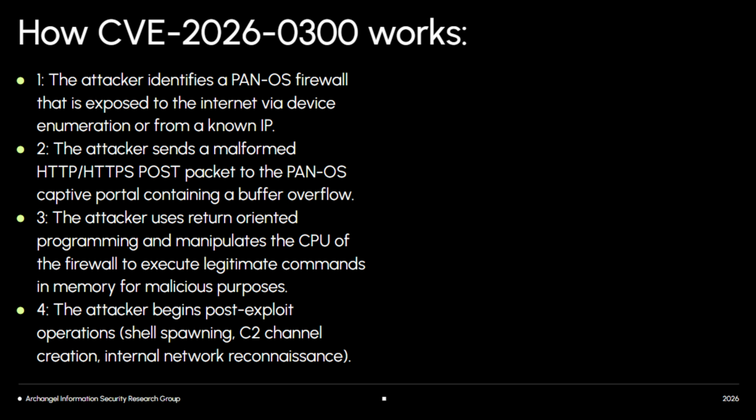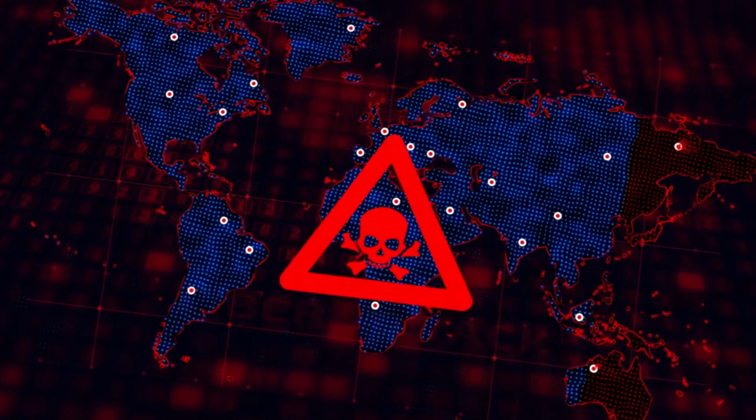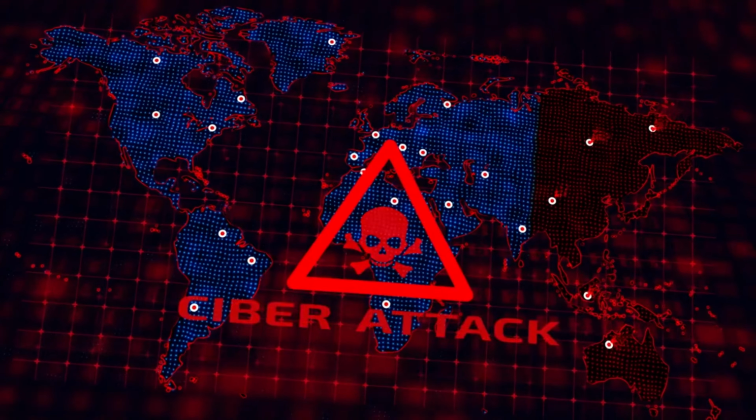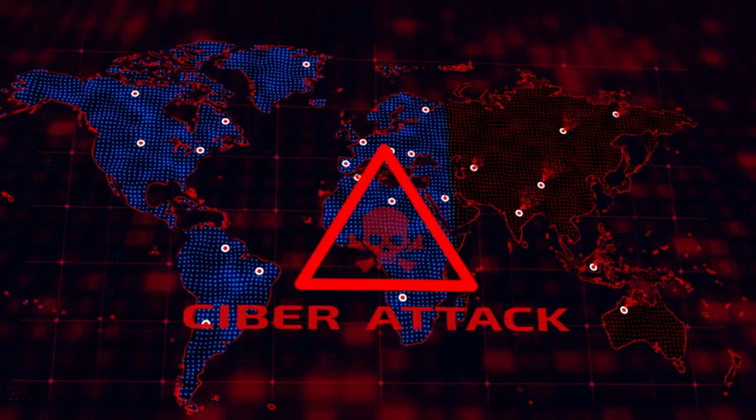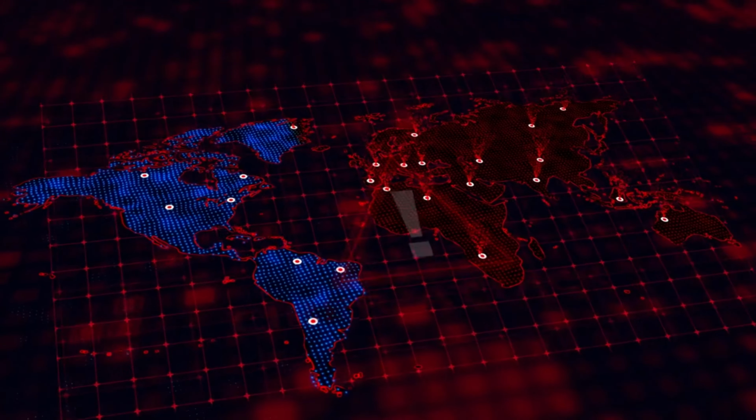The attacker uses a technique called return-oriented programming, or ROP. Instead of injecting their own malicious code, they hijack existing legitimate code already sitting in the firewall's memory and chain it together to do their bidding. The CPU doesn't even know that it's being manipulated.